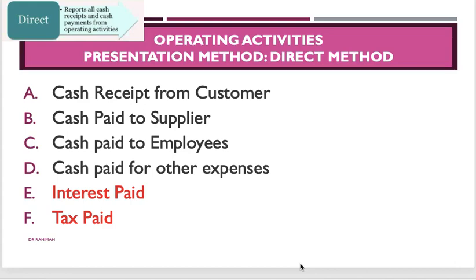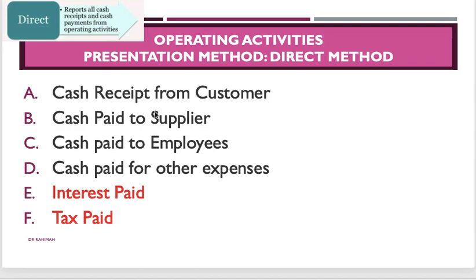So I'm going to explain the difference between direct method and indirect method and how you are going to prepare those methods. Alright, this is a direct method. It's quite straightforward. These are the 4 items that are fixed in the direct method: cash receipt from customer, cash paid to supplier, cash paid to employees, and cash paid for other expenses.